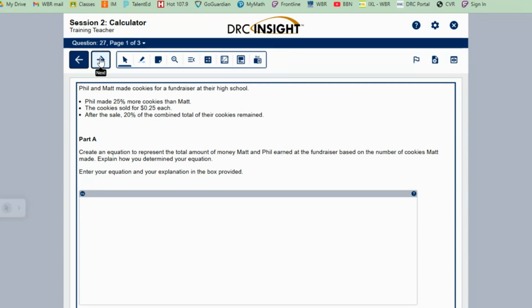Number 27. Phil and Matt made cookies for a fundraiser at their high school. Phil made 25% more cookies than Matt. The cookies sold for 25 cents each. After the sale, 20% of the combined total of their cookies remained. Part A says to create an equation to represent the total amount of money Matt and Phil earned at the fundraiser based on the total number of cookies that Matt made. Explain how you determined your equation.